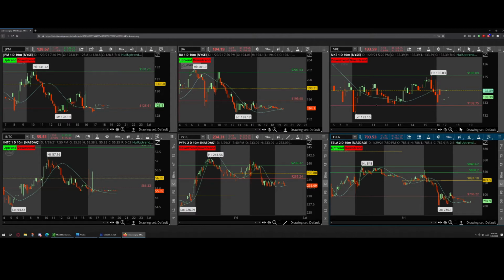Nike wasn't necessarily the best setup. It did pop off of midpoint immediately from the bell, and it was below that Hull average. So if you were a quick enough trader, you could have got in that and got a quick scalp and hit target profit, but you would have had to be very fast on that one.